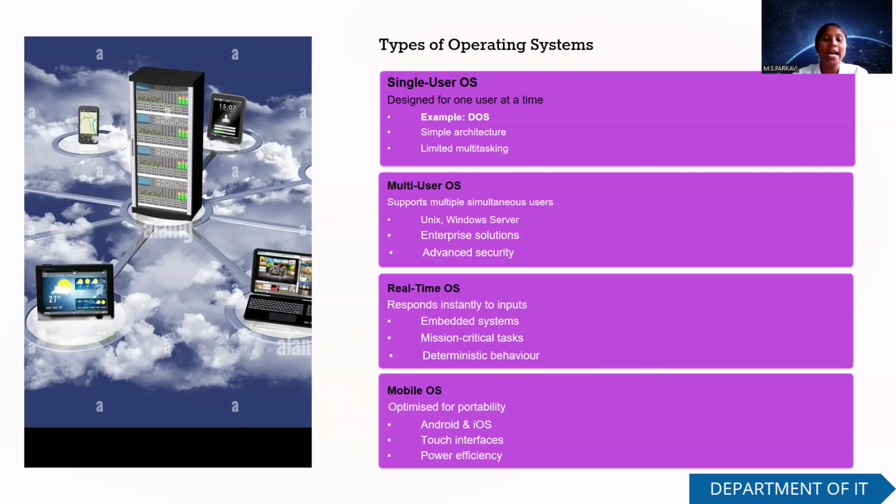The third type is the real-time OS. It responds instantly to inputs. It is used in embedded systems and mission-critical tasks, handling all critical conditions, and it has deterministic behavior. Finally, the fourth type is the mobile OS. It is optimized for productivity. It includes Android and iOS, with touch interfaces and power efficiency. These are all the main types of operating systems we discussed in this syllabus.